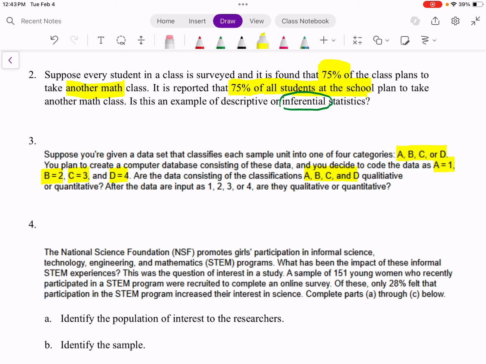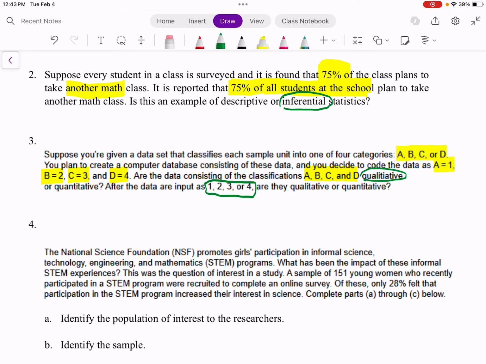Qualitative data set, okay? ABCD does not occur as numbers naturally, but they assign a number to these categories, okay, to code them. So this is a qualitative data set. After the data are input as 1, 2, 3, 4, are they qualitative or quantitative? In this situation, it's qualitative, because it's just assigning a number to it.